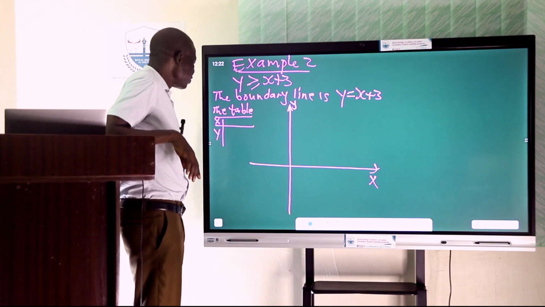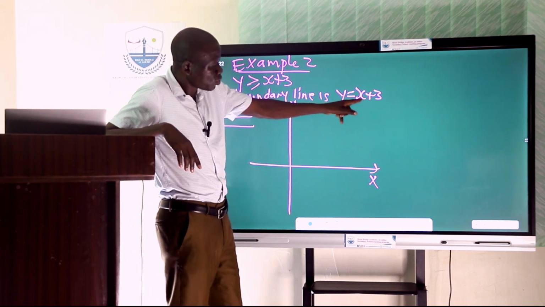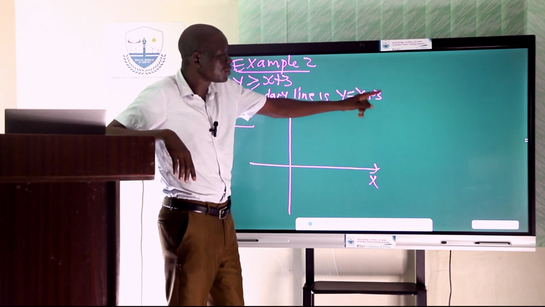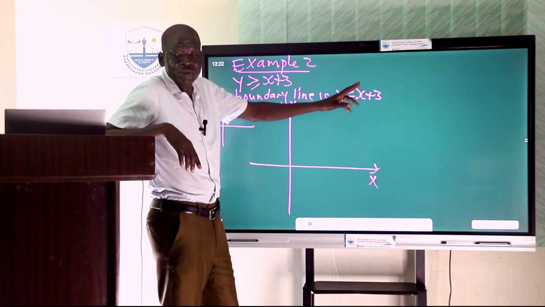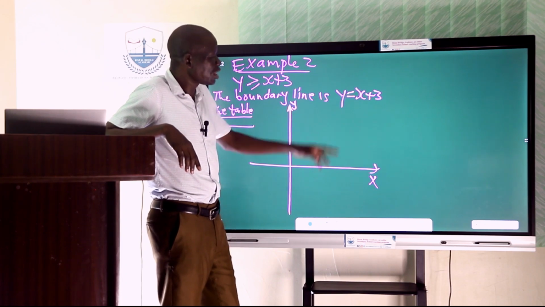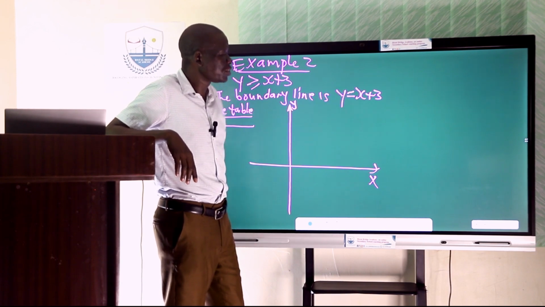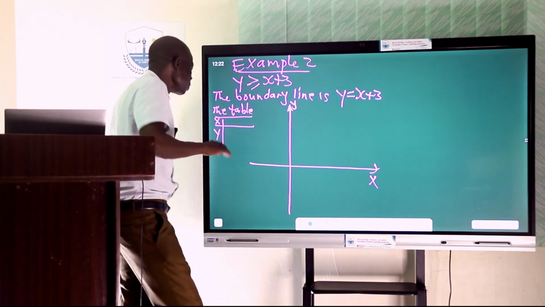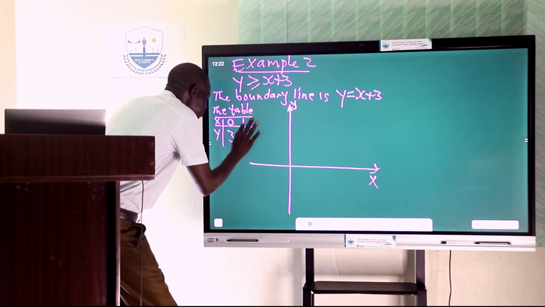So in this case, when x is equal to 0, y will be equal to 3. It means where there is x, we shall substitute 0. So we shall have y is equal to 0 plus 3, which is equal to 3. So when x is equal to 0, y is 3.